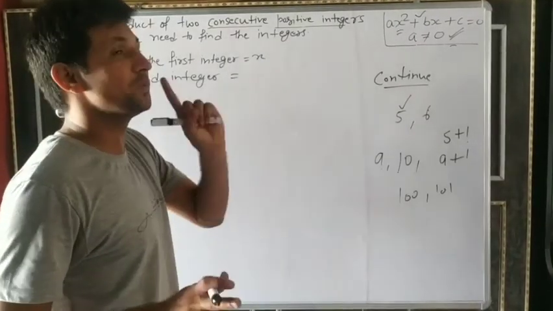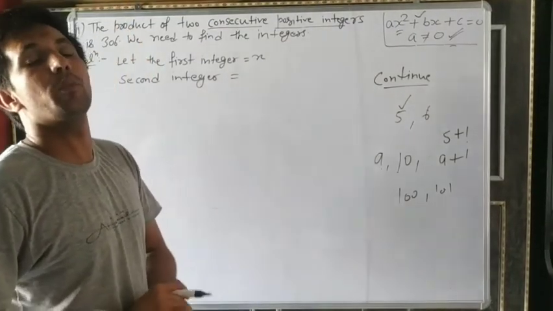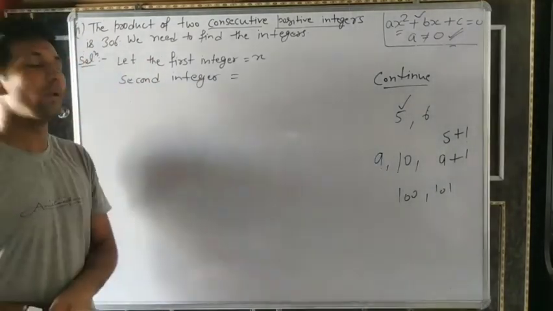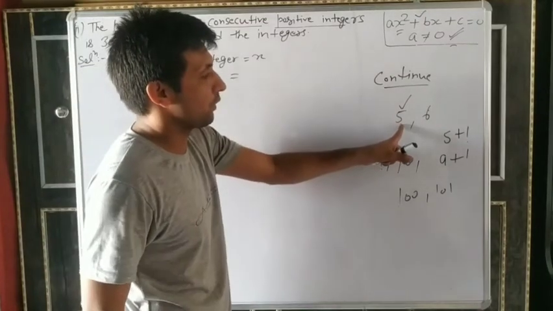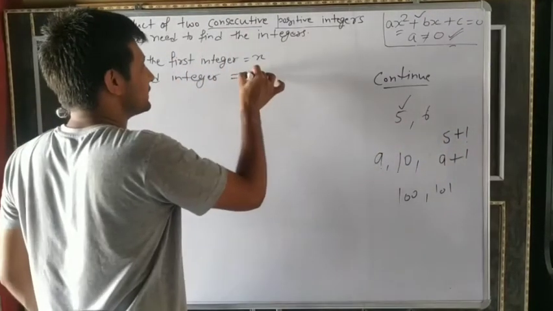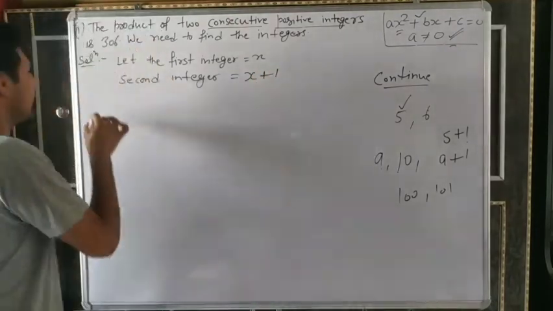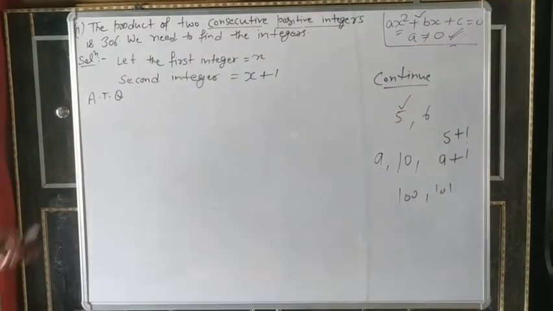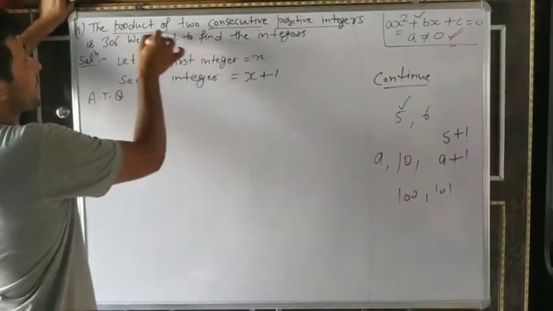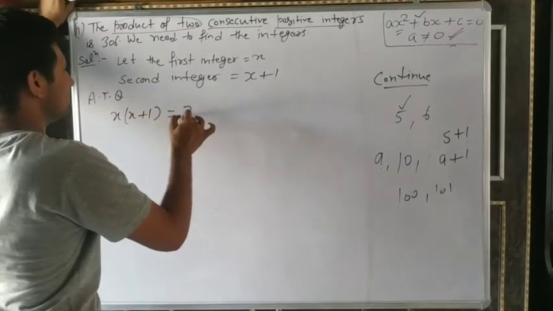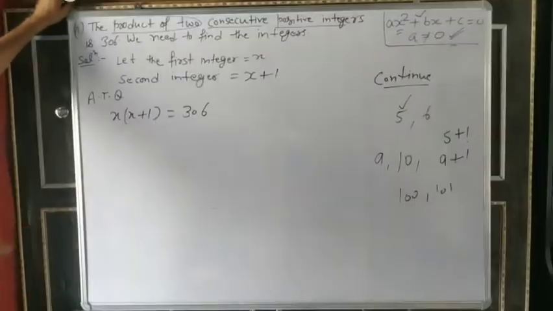Let the first integer be x and the second integer y? No, because we want to make a quadratic equation, that's why we will use only one variable. So first is 5, next is 5 plus 1. If the first is x, the next is x plus 1. According to the question, the product of the two is given. So first number x, second x plus 1, equals 306.